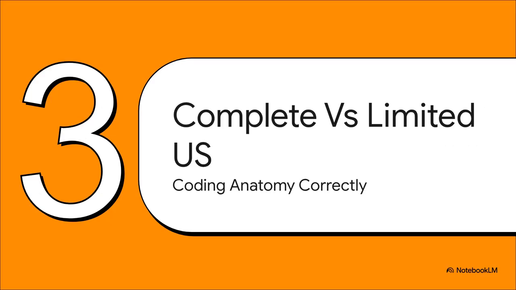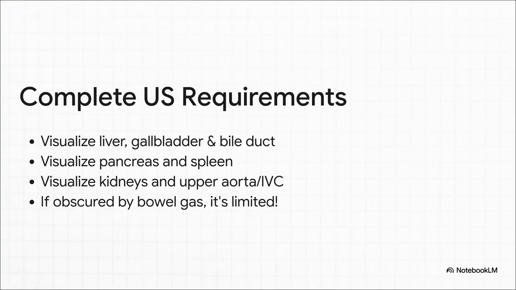Section 3, complete vs. limited ultrasound, coding anatomy correctly. Now, this section really tests your anatomical awareness. Let's look at the requirements for a complete abdominal ultrasound, code 76700. The CPT descriptor strictly mandates that you must visualize the liver, gallbladder, common bile duct, pancreas, spleen, kidneys, and upper abdominal aorta or IVC. But what if, like in our current scenario, the sonographer goes in for a complete ultrasound, but the pancreas and spleen are totally obscured by bowel gas and just can't be evaluated?